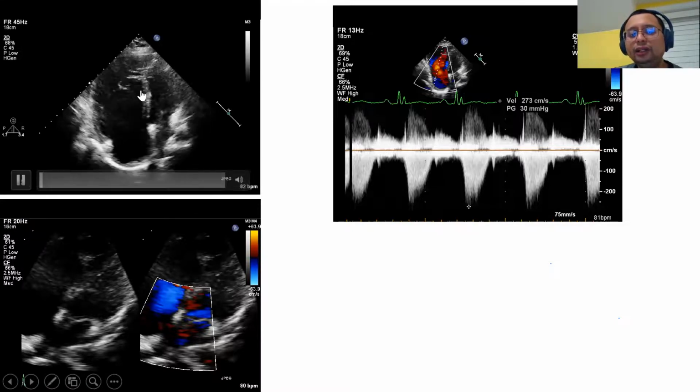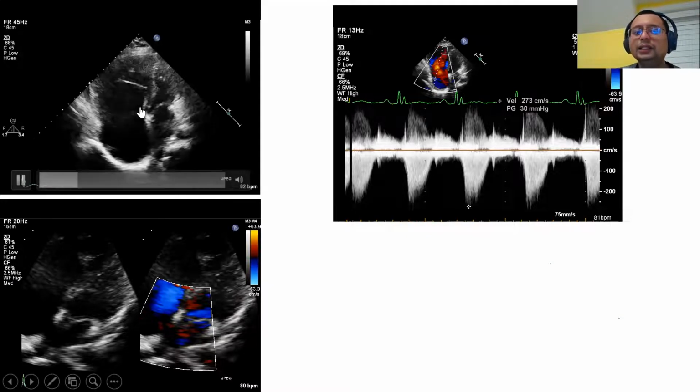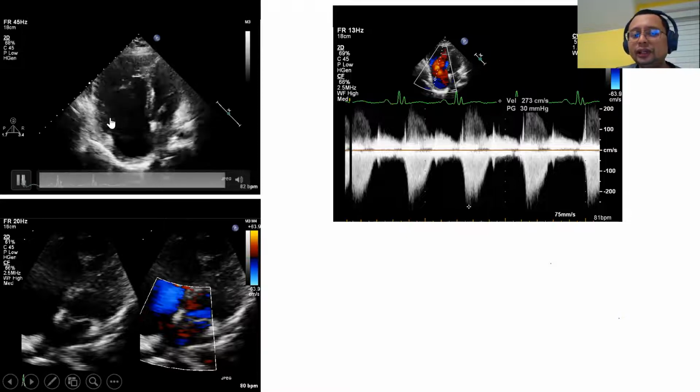But this septal leaflet is too much apical. Okay, so the septal leaflet is not properly delaminated. This anterior leaflet is elongated. Okay, so this is an example of Ebstein anomaly. So this is your atrialized right ventricle.